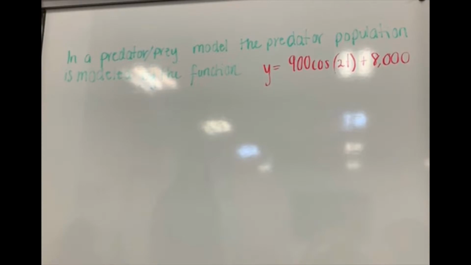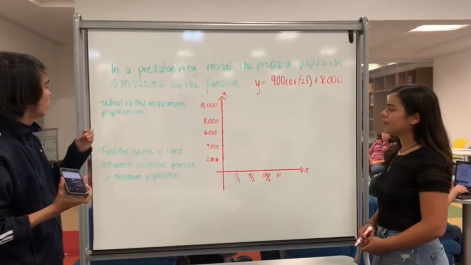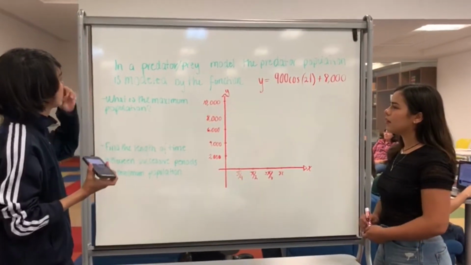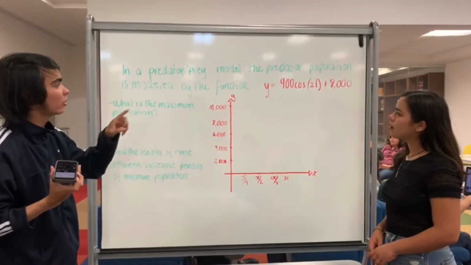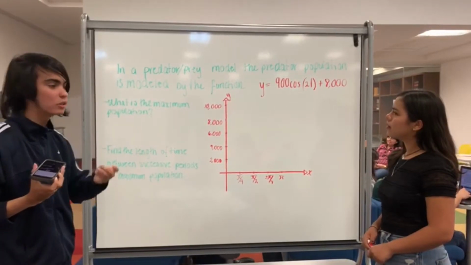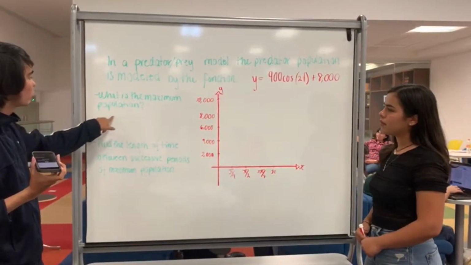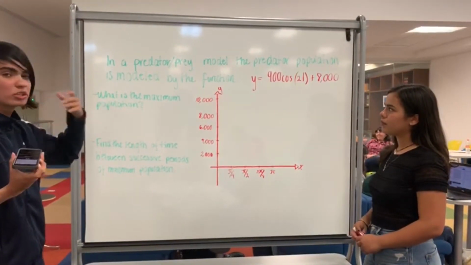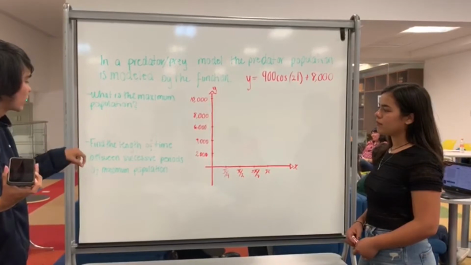In a predator-prey model, the predator population is modeled by the function y equals 900 cosine of 2t plus 8,000. So my team had to do problem number 4, which states that in a predator-prey model, the predator population is modeled by the function y equals 900 cosine 2t plus 8,000. The problem asks us first what is the maximum population that the predators will have, secondly a graph, and finally the length between the successive points of maximum population.